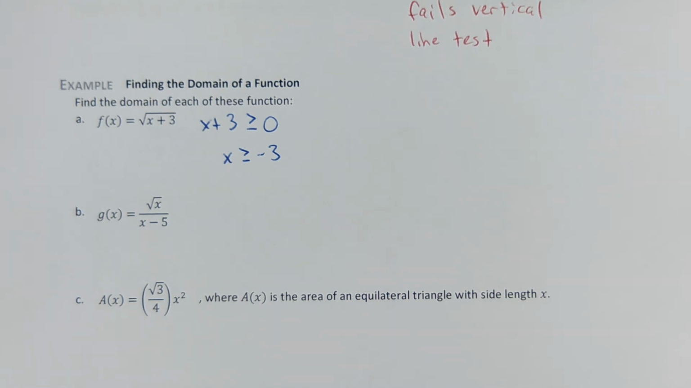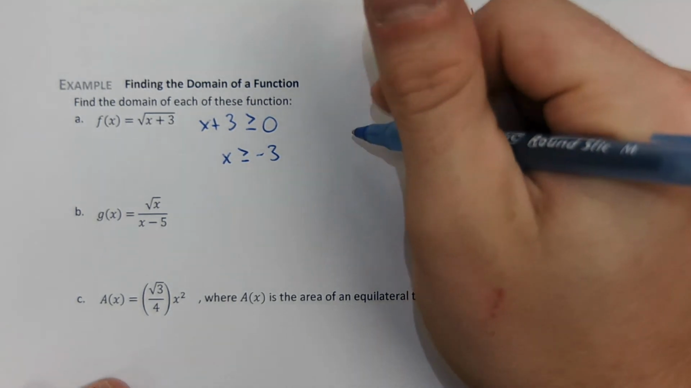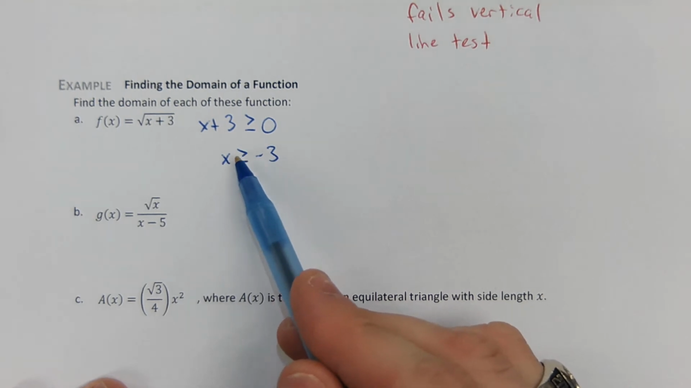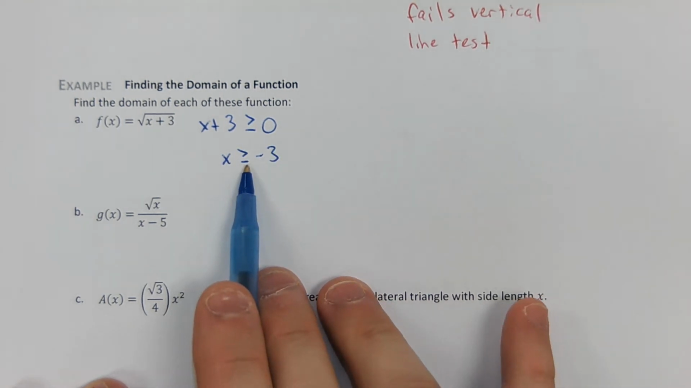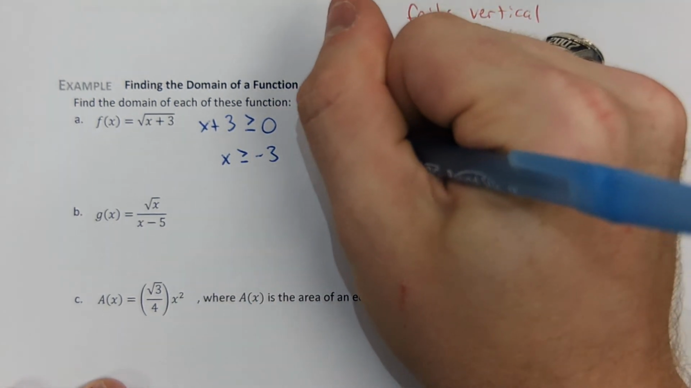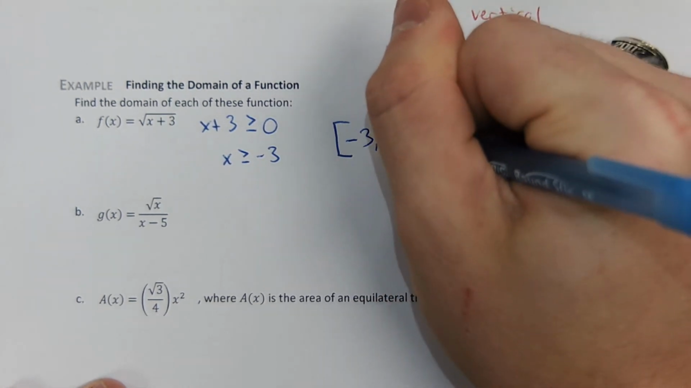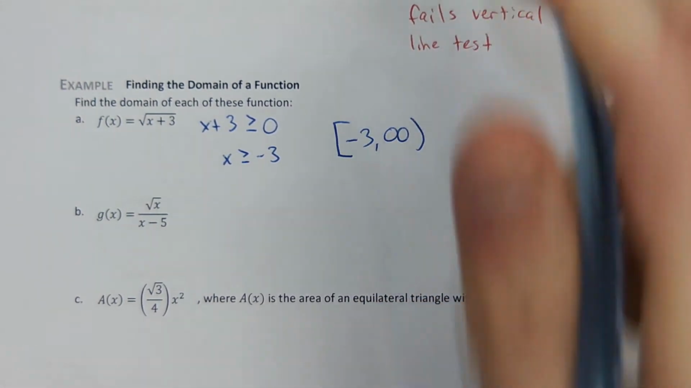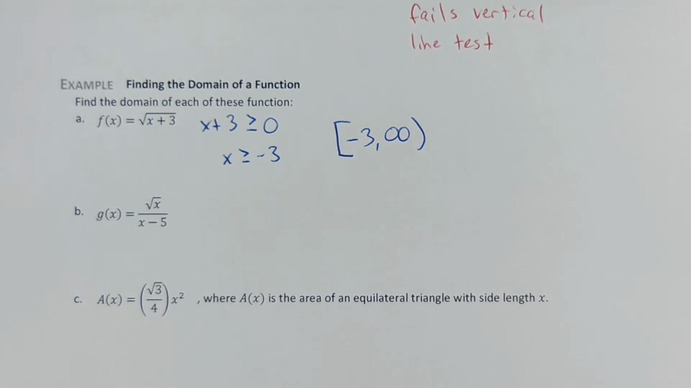Now, we don't like inequalities in this course. We're a little bit more intelligent than that now, so we're going to write this in interval notation. This interval says all the numbers to the right of negative 3, but including negative 3 because of the equal to sign. So bracket negative 3, comma, positive infinity, parenthesis. Never put a bracket on an infinity. There we go.